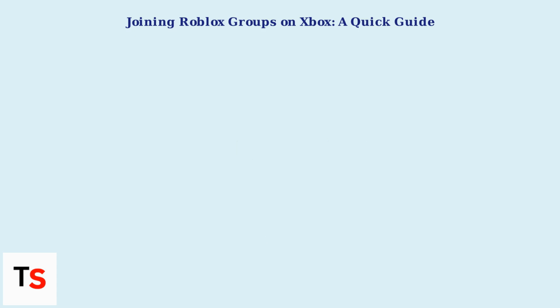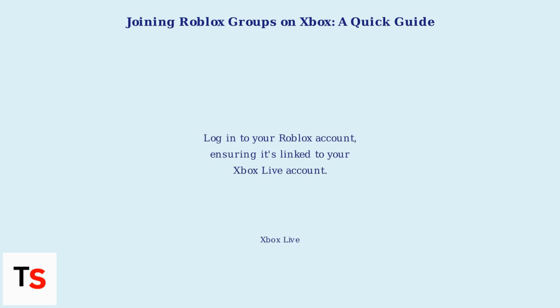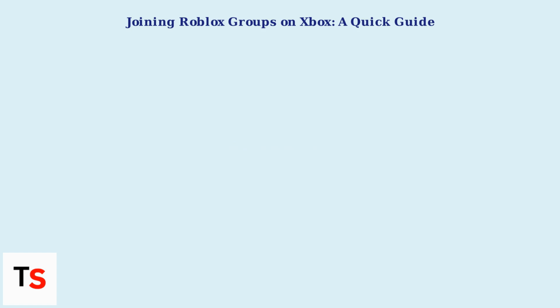First, make sure you have the latest Roblox app from the Microsoft Store. Log in to your Roblox account, ensuring it's linked to your Xbox Live account. For security, enable two-factor authentication. Now let's dive into finding and joining groups.